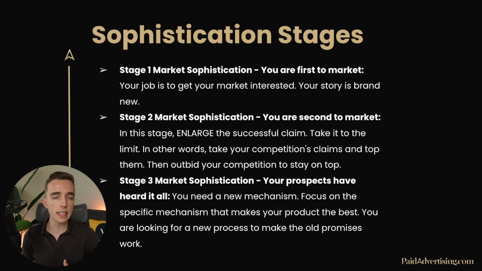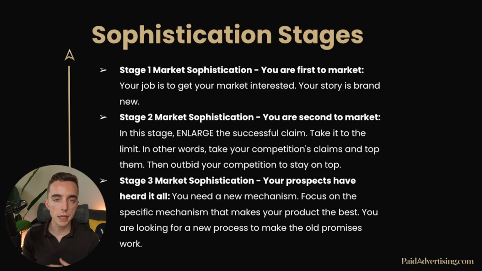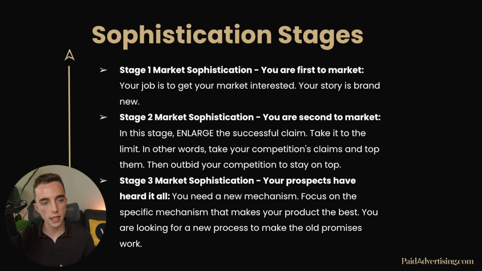So there's stage 1. Stage 1 market sophistication is when you're first to market. There are no other competitors out there. Basically, your only job as a marketer is to get the market interested. Your story is brand new. So essentially your goal is to pique the interest of the market. It's as simple as that. Basically, your prospects never got any information about a product like yours before.